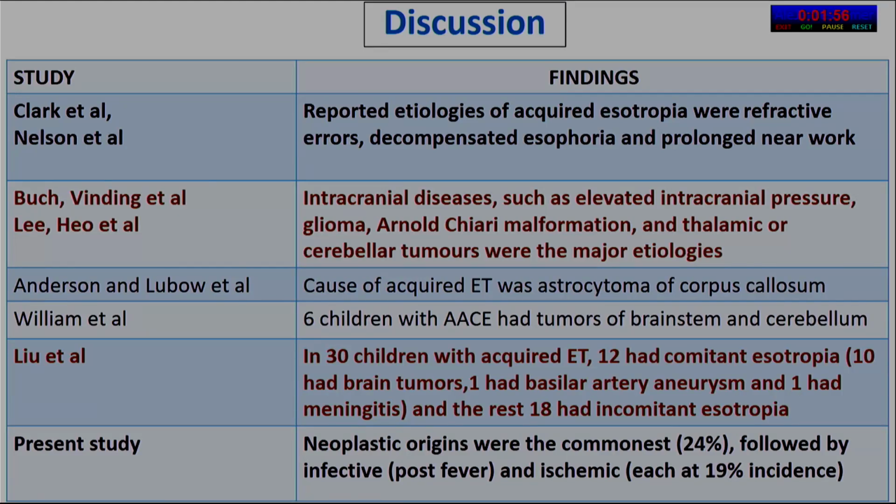Coming to discussion, the study conducted by Clark and Nelson reported acquired esotropia secondary to refractive errors, decompensated esophoria, and prolonged near work. The study by Buch, Wing and Lee et al. revealed intracranial disease such as elevated intracranial pressure, tumors like glioma, Arnold-Chiari malformation, and cerebellar and thalamic tumors could be major etiologies. In the study by Liu et al., in 30 children with acquired esotropia, 12 had comitant esotropia, while the rest 18 had incomitant esotropia. In our present study, neoplastic origins were revealed to be most common, followed by infective and ischemic patients.